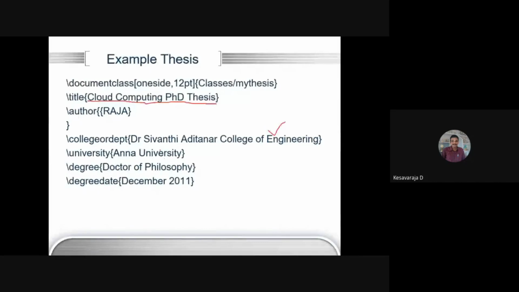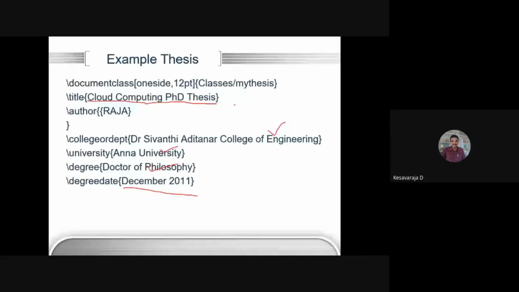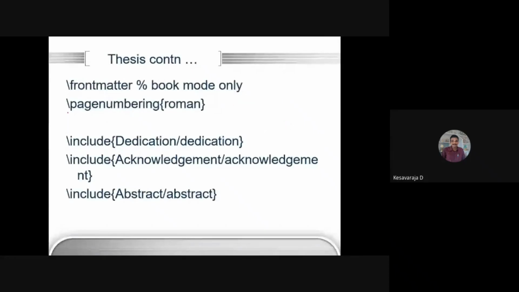So provide your research center, department, university, and the degree Doctor of Philosophy, and the year, say 2011. You will provide that information. Then the page numbering is provided for thesis creation automatically. The first 8 pages use Roman numerals, and the remaining pages are automatically switched to general numbering. So it performs this by default.